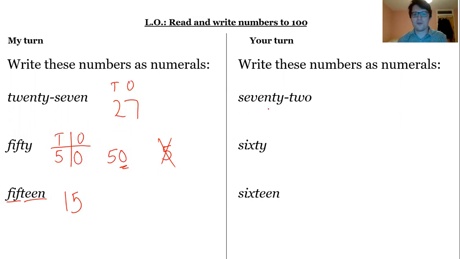So 72, hopefully you got 7 10s, 2 1s. 60. Again, I need that 0 in the 1s column to show me that I've got no 1s. And then 16 again is that 6 and 10. So 1 10, 6 1s, 16.